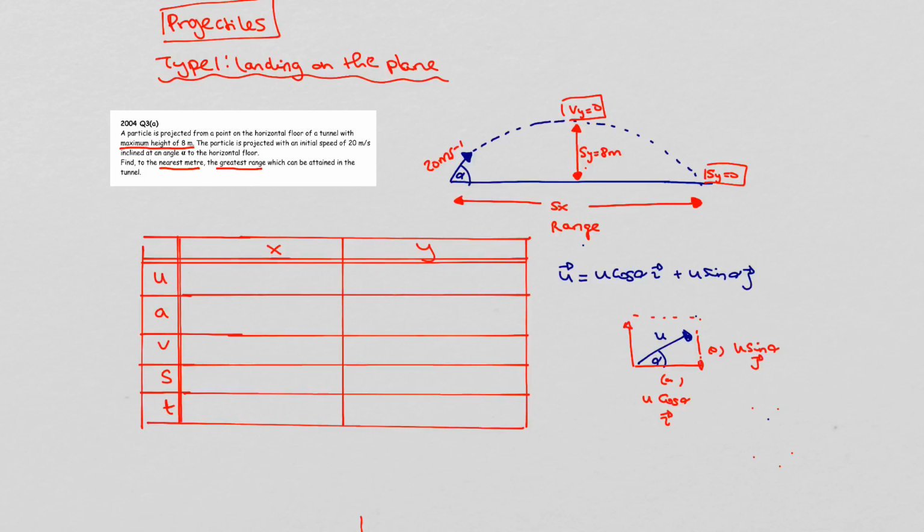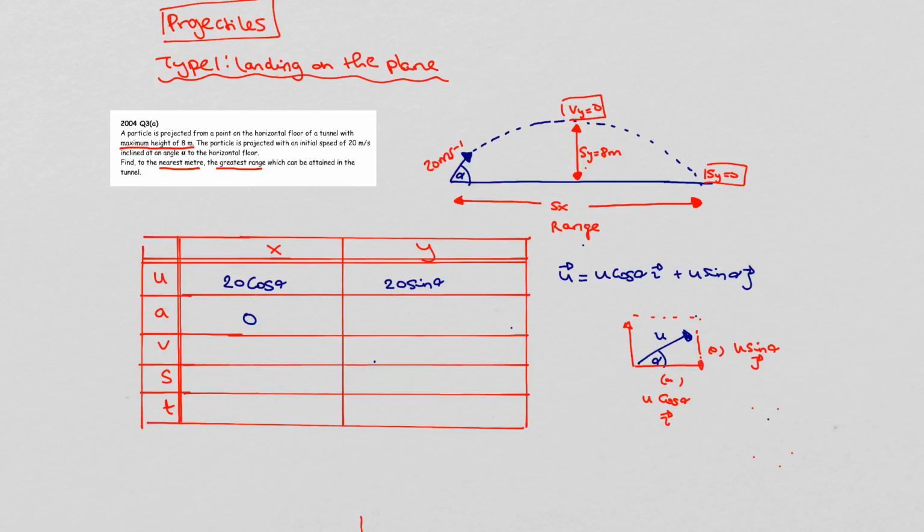So our U is 20, so I don't know what alpha is, so therefore U in the X direction will be 20 cos alpha, and U in the Y direction will be 20 sine alpha. We have to remember that there is no gravity in the X direction when travelling in the horizontal plane, and gravity is only acting in the Y direction. Now we have to remember that U is projected up, but yet G is in the opposite direction. It is always acting in a downward direction.